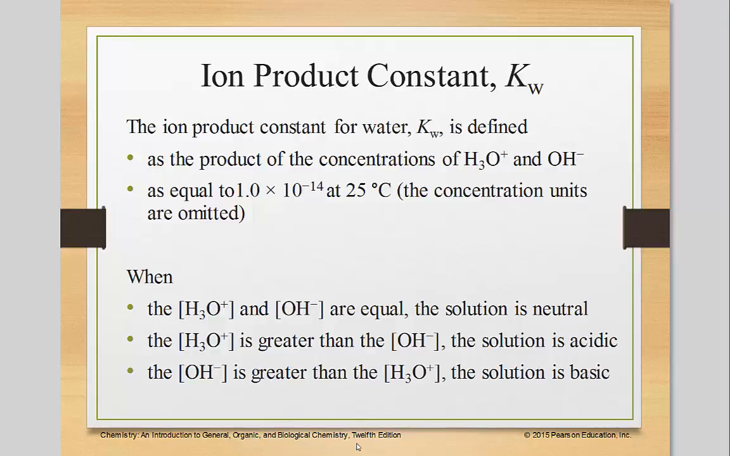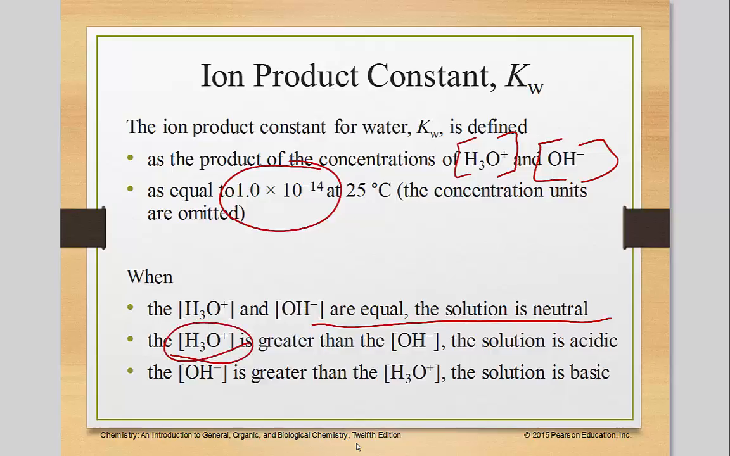The ion product constant for water is defined as the product of the concentrations of H3O plus, and you're going to see a box around those because that's the abbreviation for concentration, and OH minus, and is always equal to 1 times 10 to the negative 14th at 25 degrees Celsius. When H3O plus and OH minus are equal, the concentrations are neutral. The acidity is neutral. If we have more H3O plus, it's considered acidic. If we have more OH minus, it's considered basic.